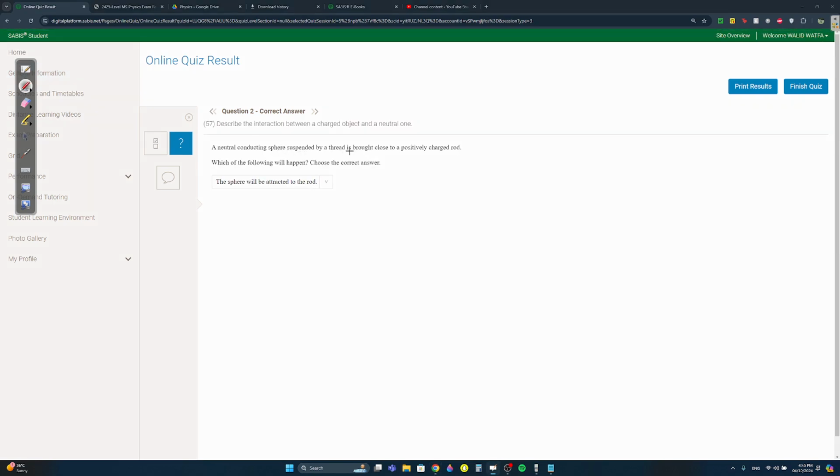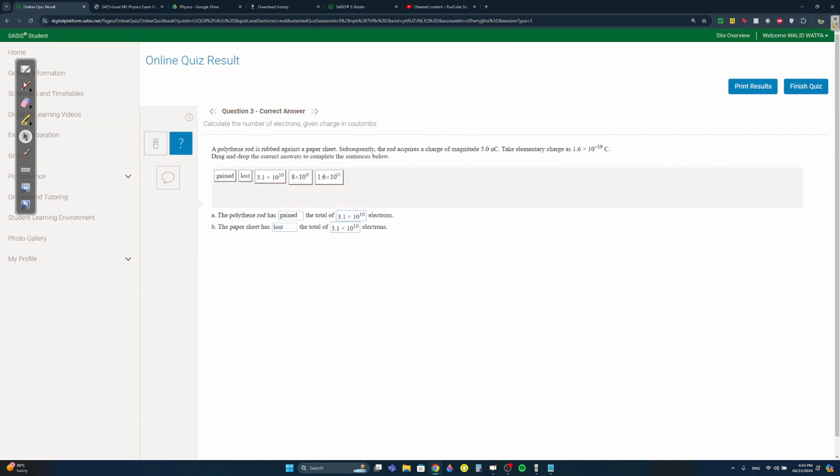A neutral conducting sphere is suspended by a thread. A neutral sphere brought close to a positive rod, what will happen? Surely it is going to be attracted. We agreed it will always be attracted to neutral objects.